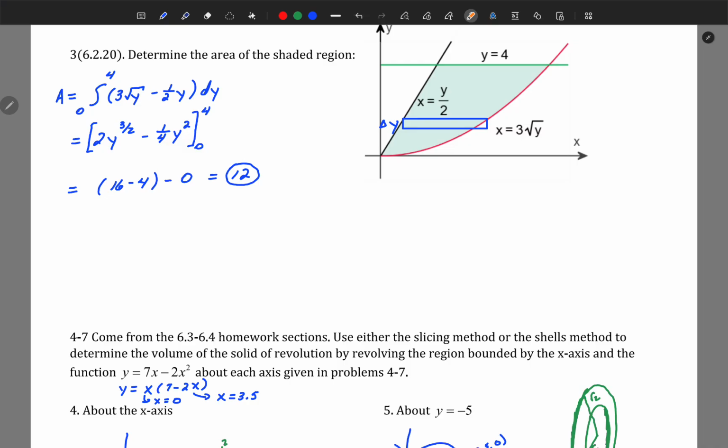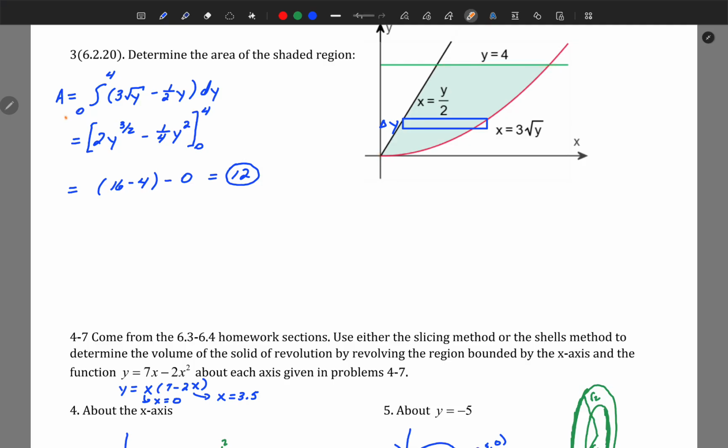So I can say, well, okay, then this is the integral of the right function minus the left function, or I should say the right relation minus the left relation, from where the values begin, and clearly they're beginning at the origin at y equals 0, and they go up to the value y equals 4.